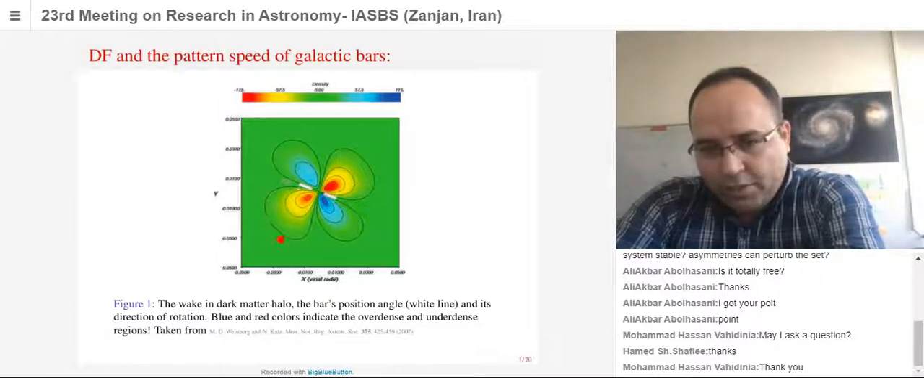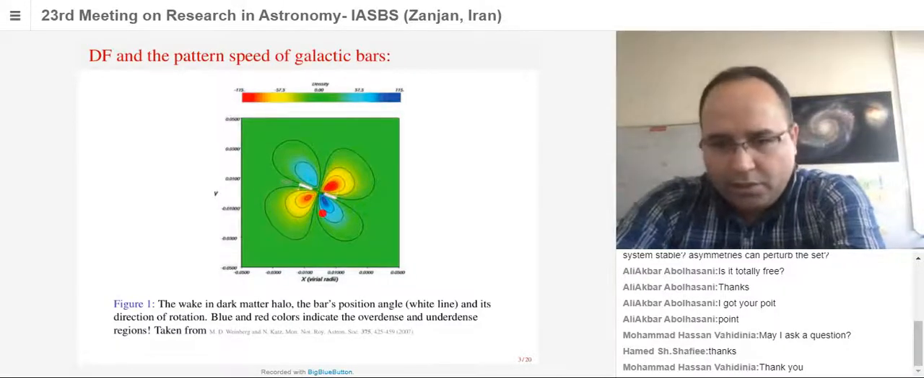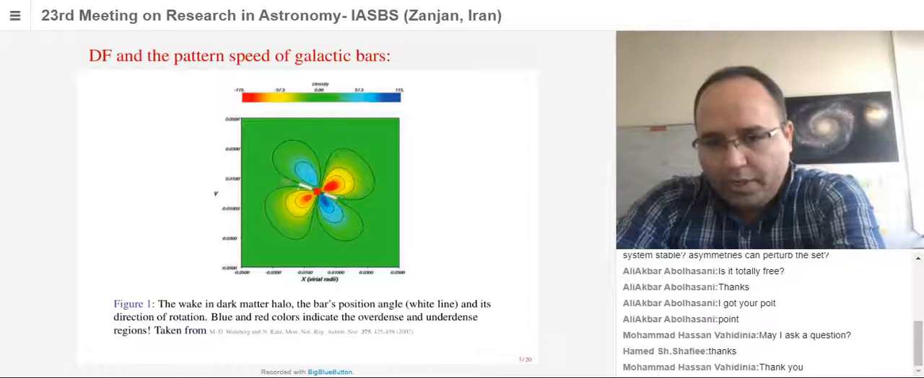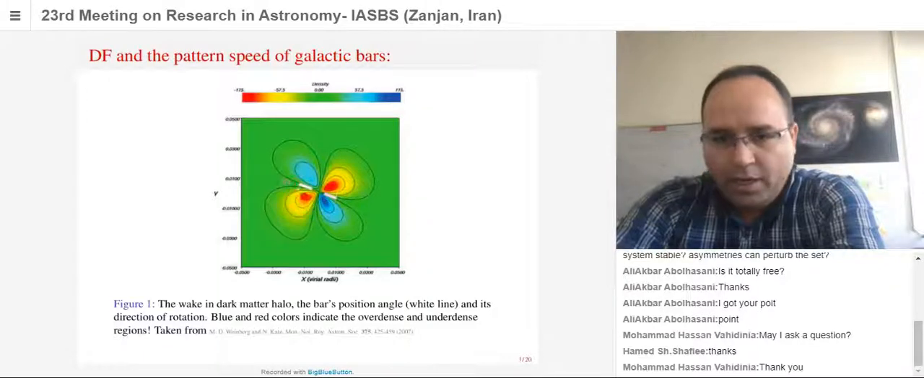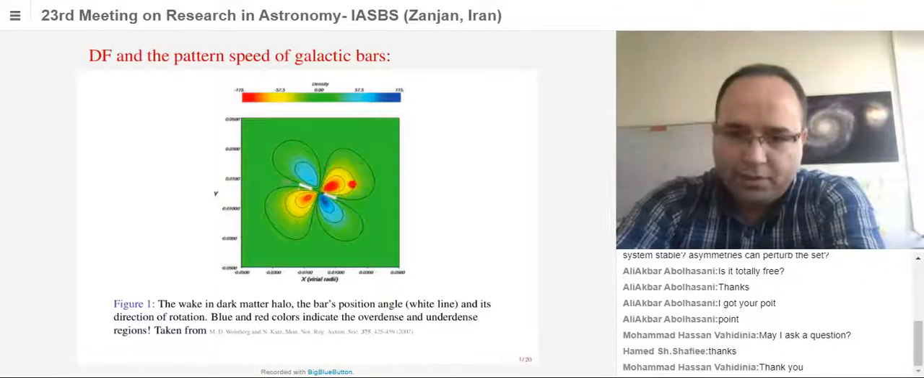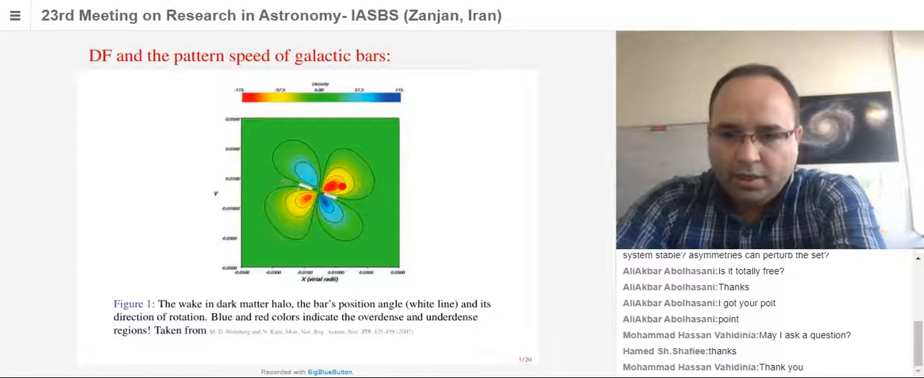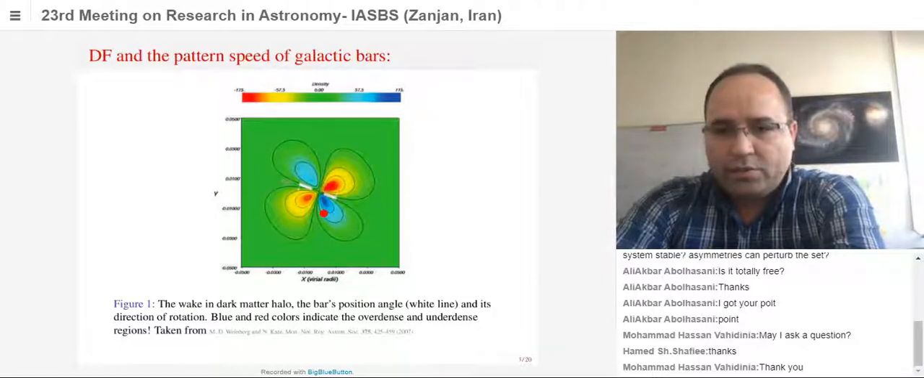These are density isocurves in the dark matter halo, and this white line shows the position angle of the bar, and it rotates counterclockwise, as you see. And this blue region shows the over density, and the red region shows the under density regions. So it's natural to expect that there will be a force on the bar, and its velocity will decrease in time.